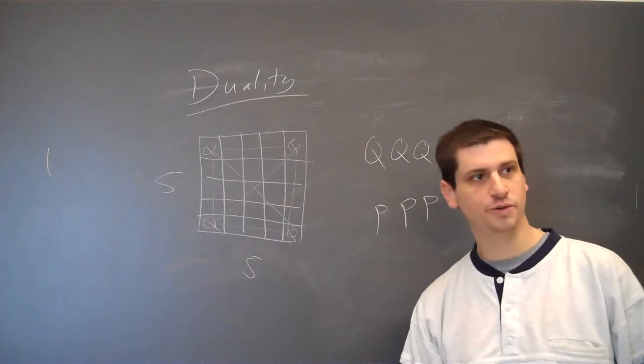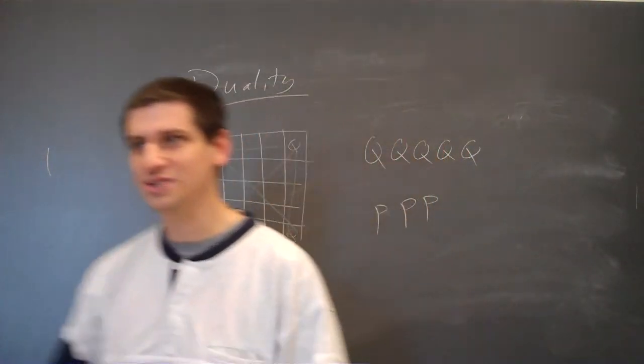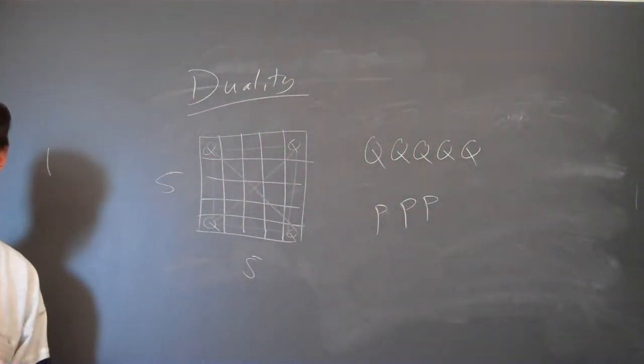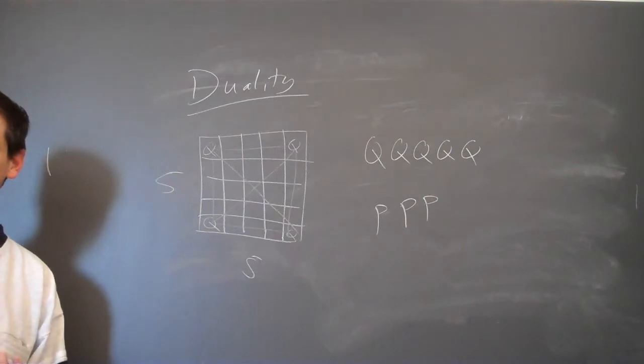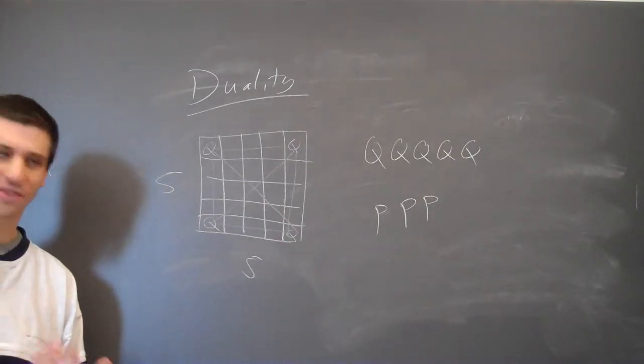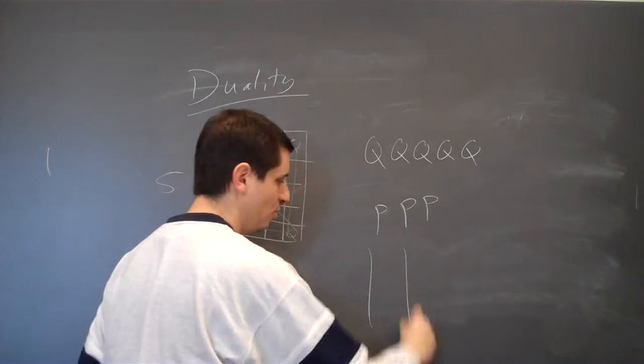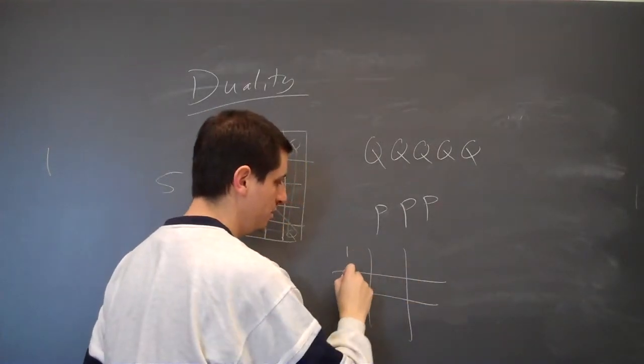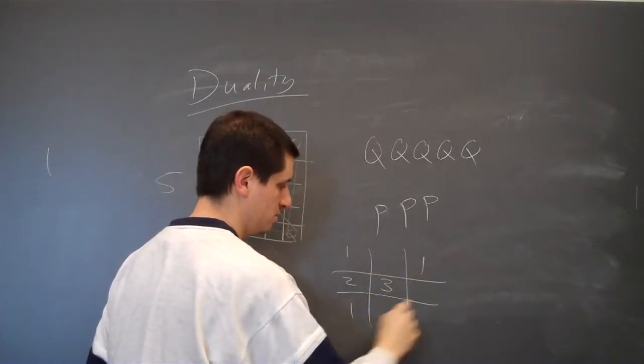Now, I mentioned tic-tac-toe for a reason. It's not because I forgot what I was supposed to lecture on. How many opening moves are there in tic-tac-toe? 3, right? Tic-tac-toe has 3 opening moves. 1, 2, 3.